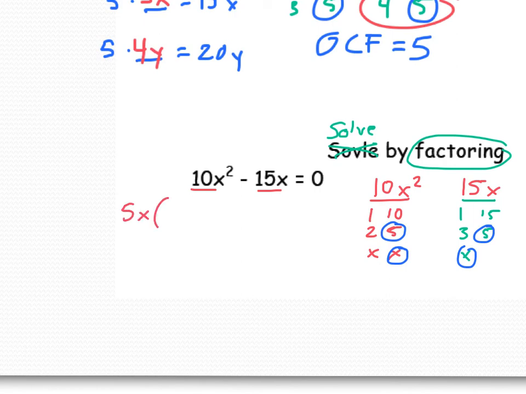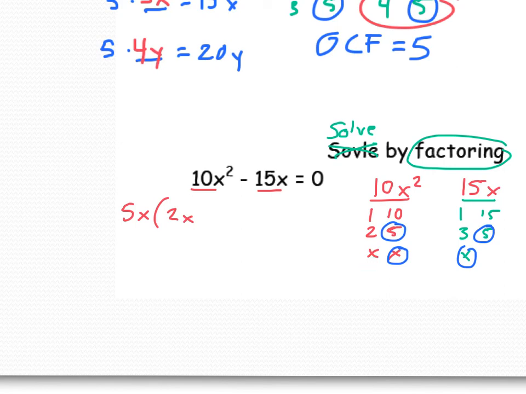And let's think about what's left behind. Numbers-wise, 10x squared. If I took out a 5, times what would give me 10? That's a 2. Then the x's. x times what would give me x squared? That's going to give me an x. Look at what's left behind. I have just an x there.